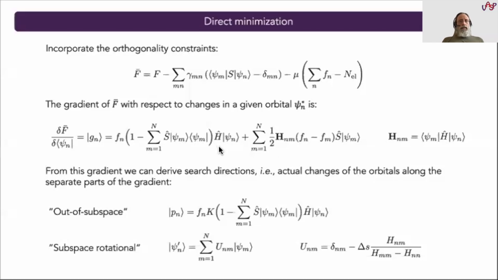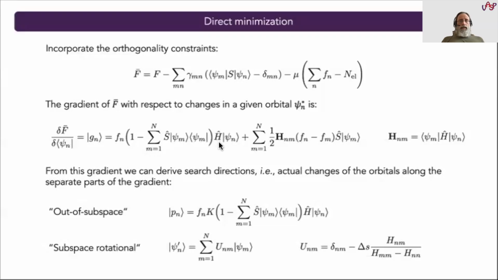First of all, we see that essentially the gradient is obtained by applying the Hamiltonian to the current orbitals. And that is what this is supposed to show you. We have split it here in two parts. The first part, the first term on the right-hand side, is called the out of subspace part of the gradient.